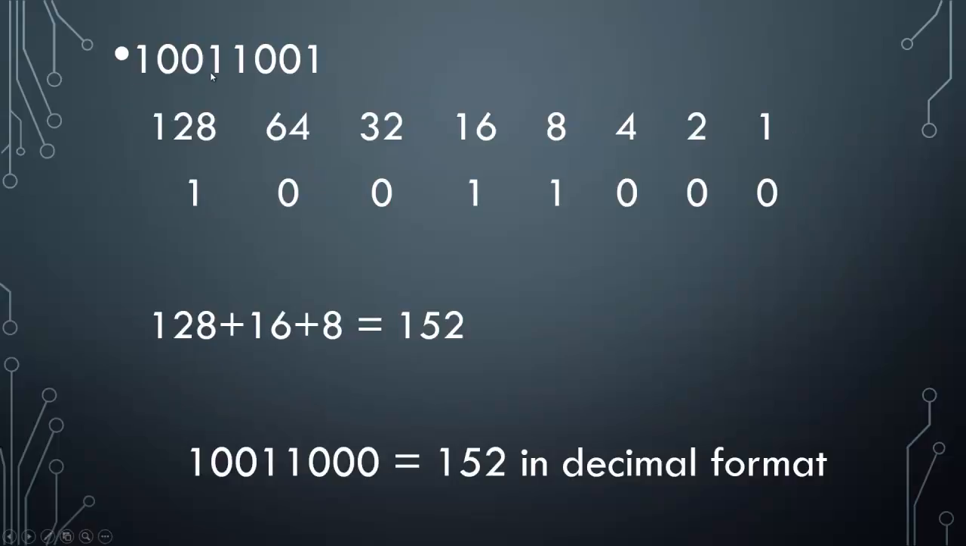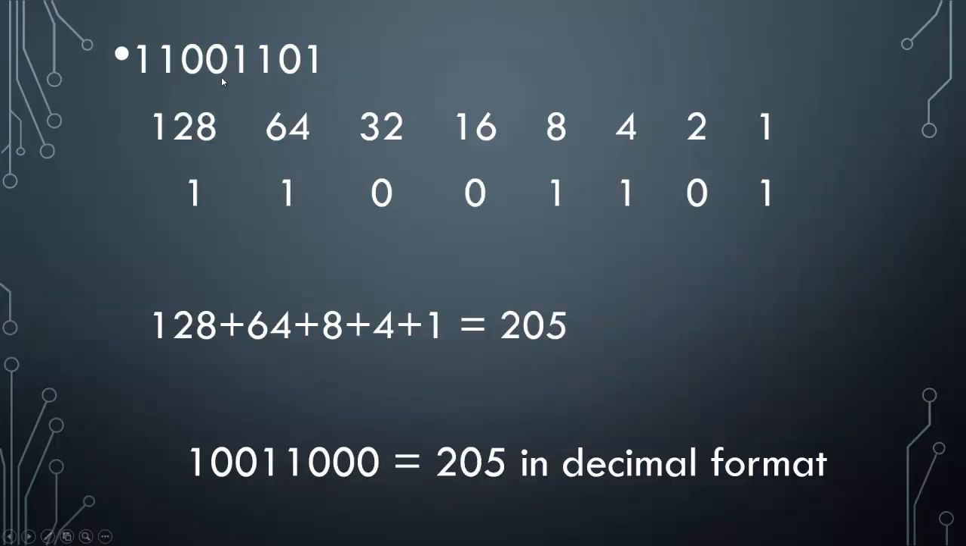All right, so 10011001. Again, I write out the byte, and then I put my number line on top of it. I start with 1, double it 7 times, and then I just add the numbers above a 1. So 128, 16, 8 equals 152. So 10011000 is 152 in decimal format. Remember, the numbers that we use, 1, 152, 224, that kind of stuff, that's decimal format. And then binary obviously is ones and zeros.